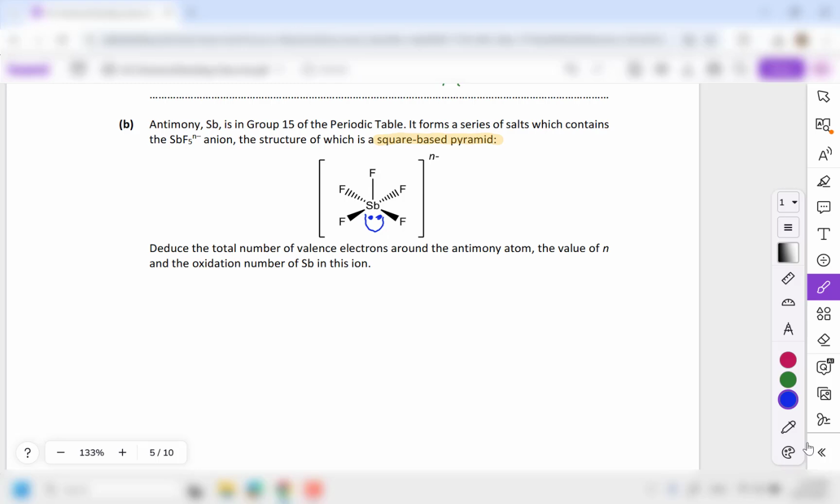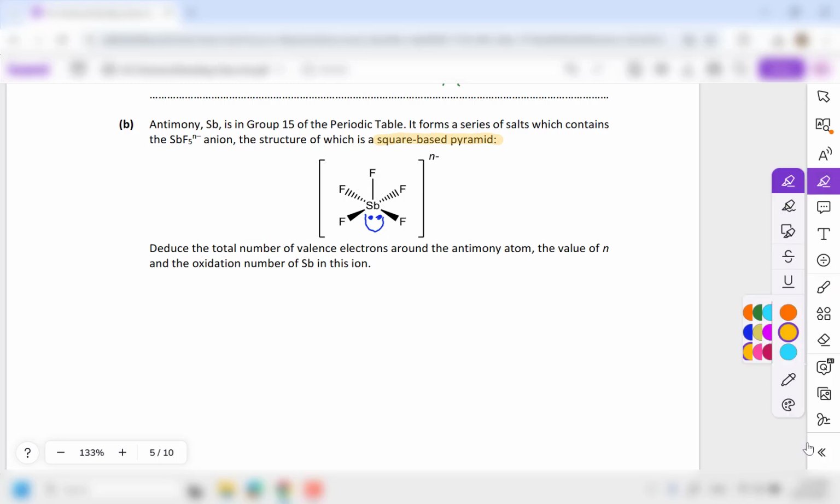How do we know there's a lone pair there? Because square-based pyramid belongs to 6 electron groups with 5 bond pairs and 1 lone pair. So drawing in the lone pair there helps a lot in deciphering the final charge or even later on the oxidation states. So that's a very important thing that you need to be aware of. Some of the students might not be aware of this particular representation, like what is this hash line and what is this bolded line?